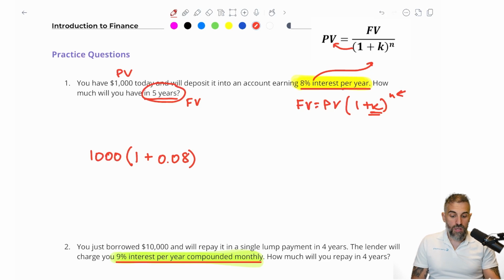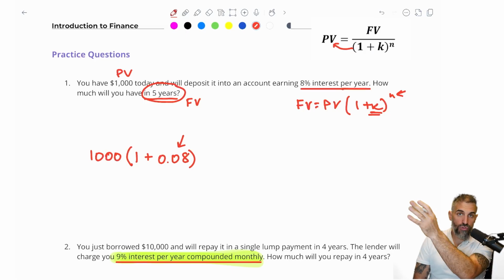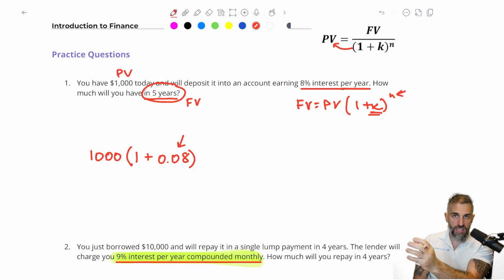Now, here, because your rate is annual, this next thing I'm going to say is also really important, okay? Because your rate is annual, 8% per year, your N also has to be annual. Your K or your R, the rate basically, and your number of periods, or the frequency or the unit of time in your N have to match always. So if you're using an annual rate here, your N has to be in years.